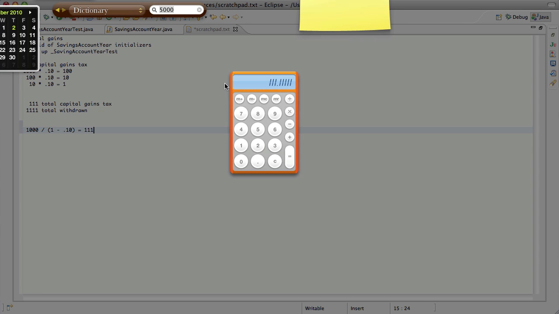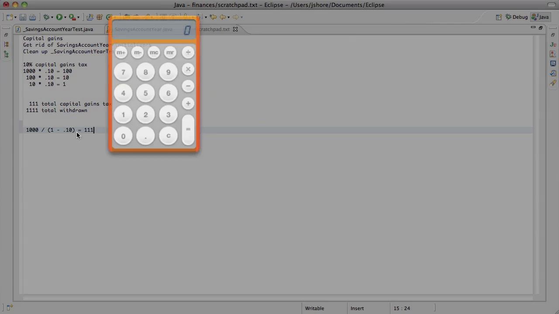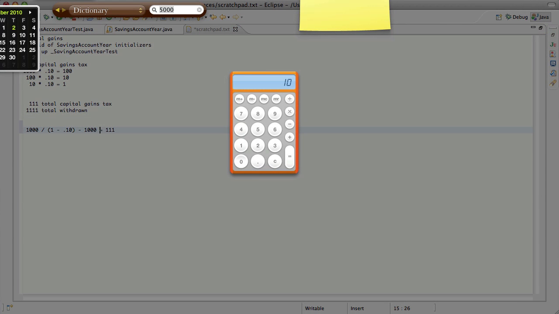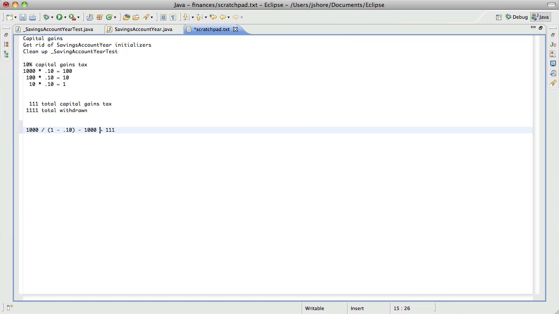So let's take a look at that. You can see I was practicing before I started the video. So 1,000 divided by 0.9 minus 1,000 is 111. So we have to subtract 1,000 there. So that's the correct formula.